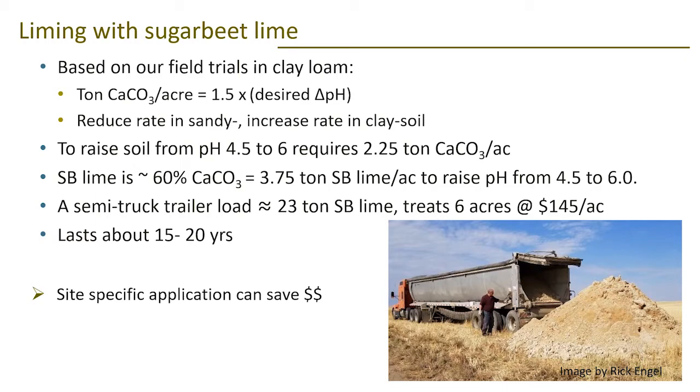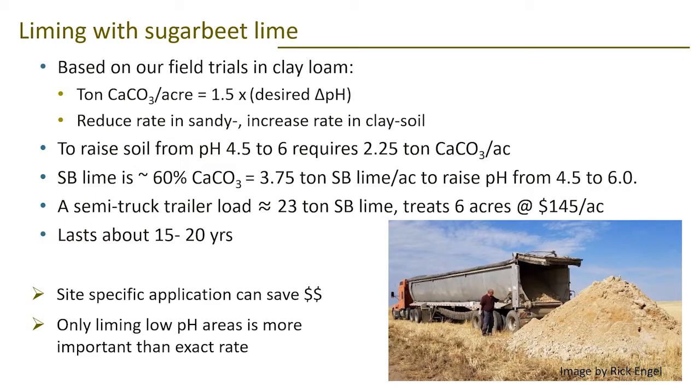This huge volume and huge weight that's needed, and cost, really demonstrates why site-specific application of lime, I believe, is far more important than site-specific application of nitrogen. You do not want to be applying lime on a pH 7 soil. You'll probably actually hurt yield. You only want to be putting lime on the lowest pH soils.